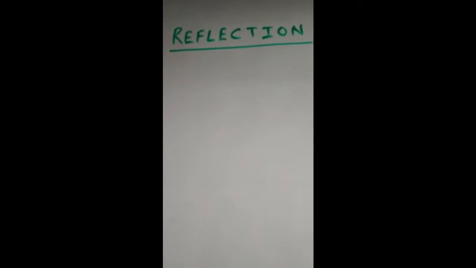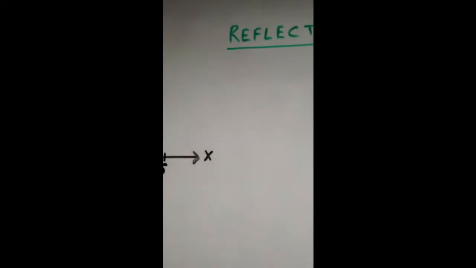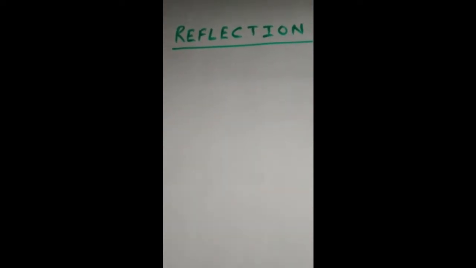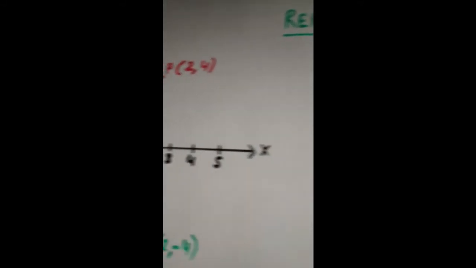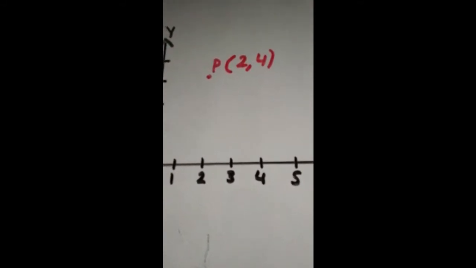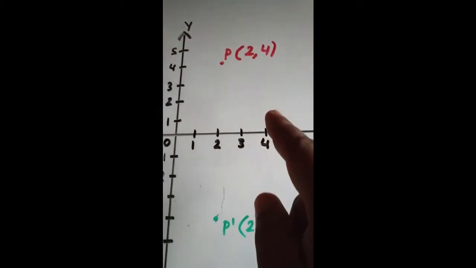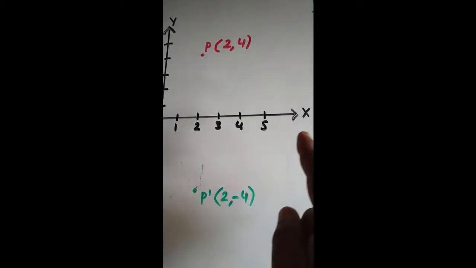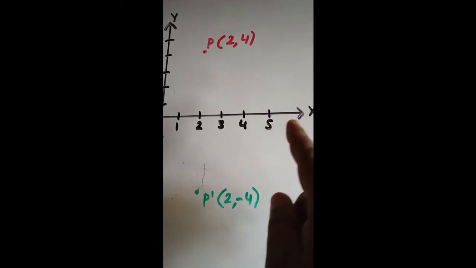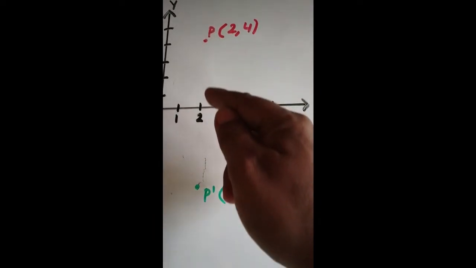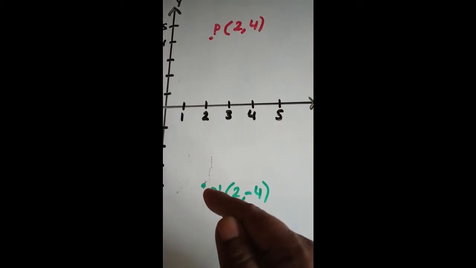Today we will be studying the topic reflection. Here reflection is the same thing as what we have studied in the light chapter, that is reflection by a plane mirror. I have a point here named P(2, 4). Now I will be reflecting it on the x-axis. So the x-axis will act like a mirror. So object distance will be equal to image distance.